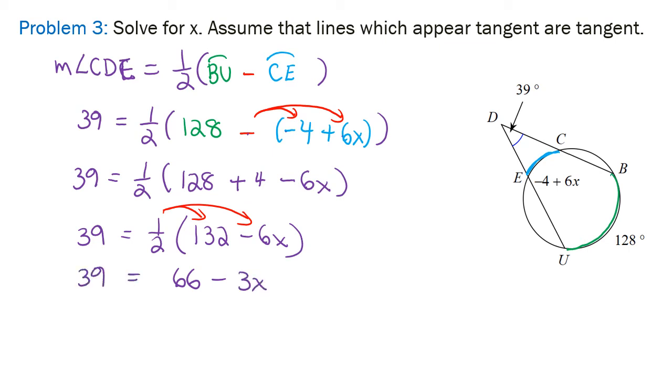And from here, just solve an equation like you always solve equations. I will minus the 66 to the other side of the equation. And so 39 minus 66 gives us negative 27 divided by negative 3. So x is positive 9. And we have found x.